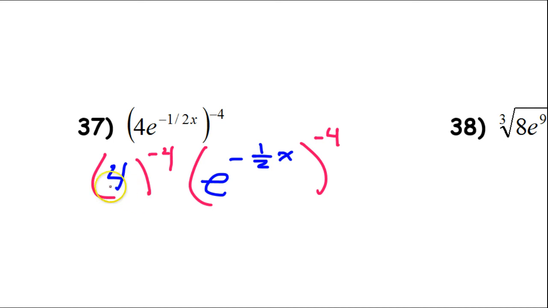Okay, so on this side, this is going to drop it down to the denominator. So this is going to be like 1 over 4 to the 4th power. Now over here, when you have a power raised to a power, you multiply, right? But a negative times a negative is a positive. So I'm going to have a positive right now. And 1/2 times 4 is 2. So this will be 2x, like that.